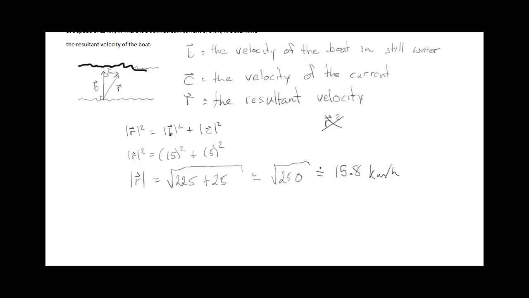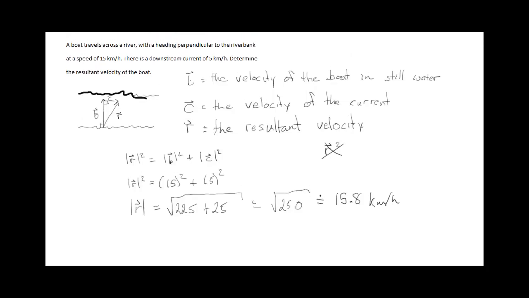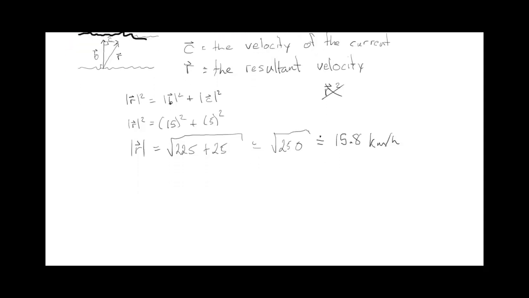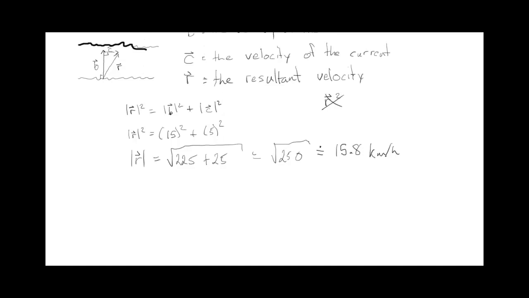Now, we were asked for velocity, right? Determine the resultant velocity. Velocity is a vector. So that means we need to do two things. We need to figure out its magnitude, which is this. So that's the magnitude. But we also need to figure out the direction. So the direction is going to require an angle. Probably the easiest angle would be this angle right here.